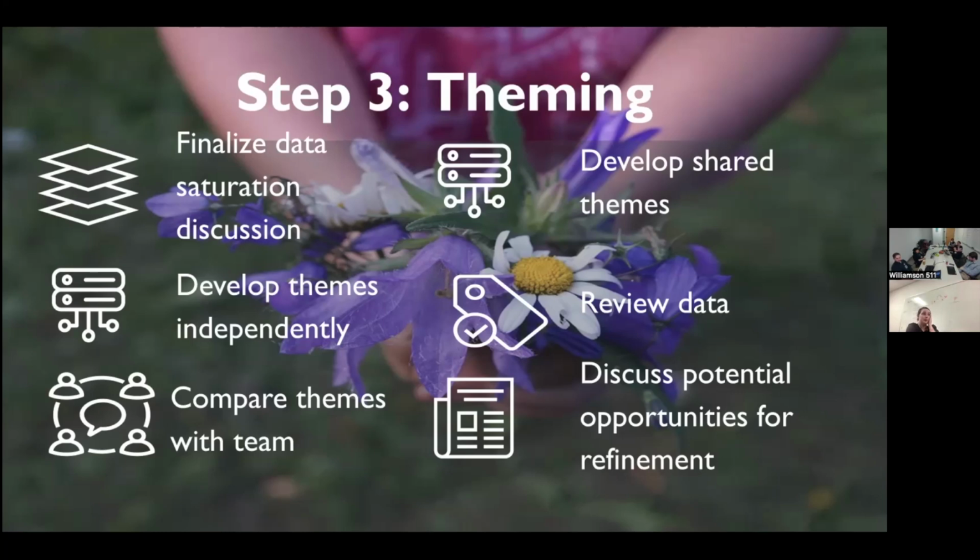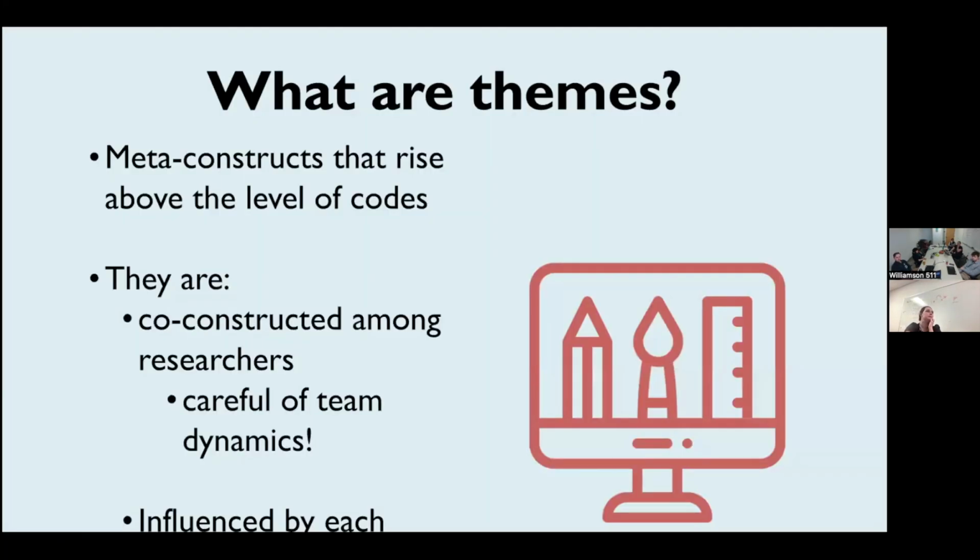Then you come back and review the data again, make sure you didn't miss anything, do a little refinement, maybe send your thematic model back to participants for some advanced member checking, which is basically just making sure what you came up with makes sense to the people you talk to.